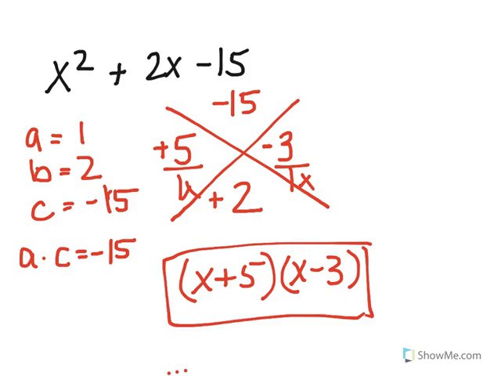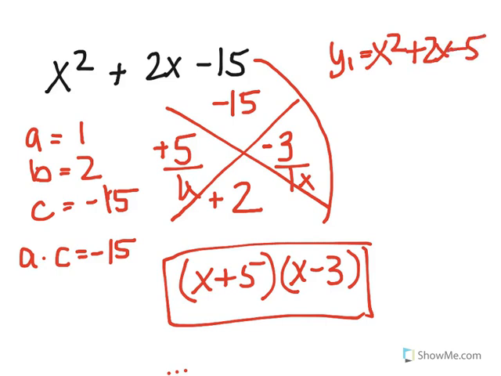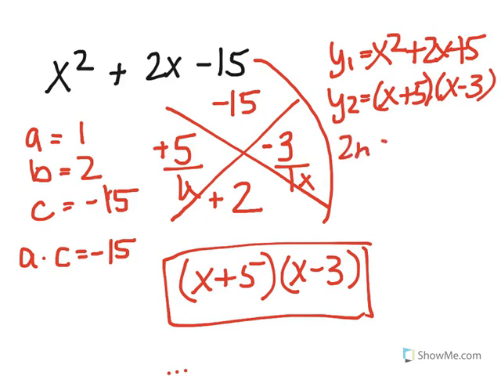Okay, now one thing I haven't mentioned to you is that if you ever want to check to make sure your factors are correct, you can use your TI-84 calculators by putting the original problem, x squared plus 2x minus 15, into y1, and then putting into y2 your two factors, x plus 5 times x minus 3, and then hit second graph.